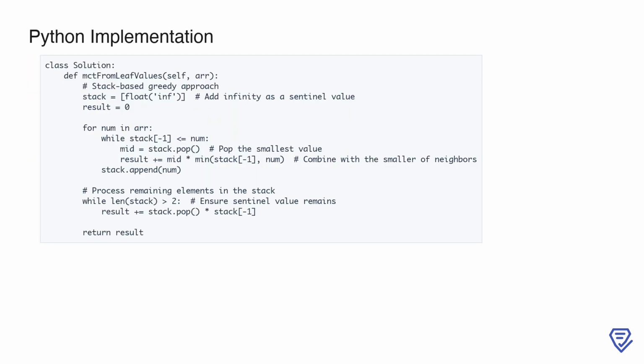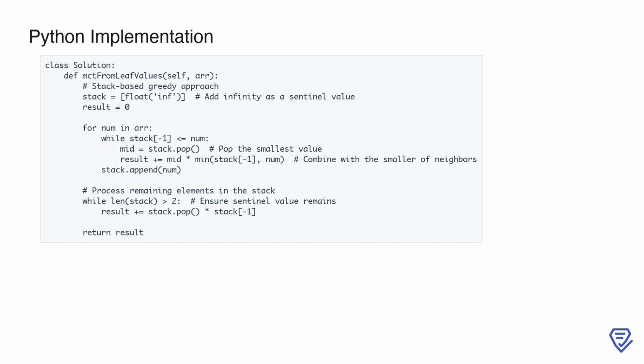This Python implementation solves LeetCode problem number 1130, Minimum Cost Tree From Leaf Values, using a greedy stack-based approach. The goal is to minimize the sum of all non-leaf node values in a binary tree constructed using the given array. The mctFromLeafValues function starts by initializing a stack with float('inf') as a sentinel value. This ensures no boundary issues when comparing elements.